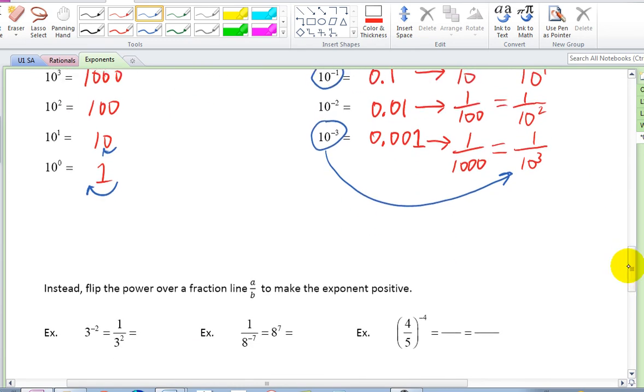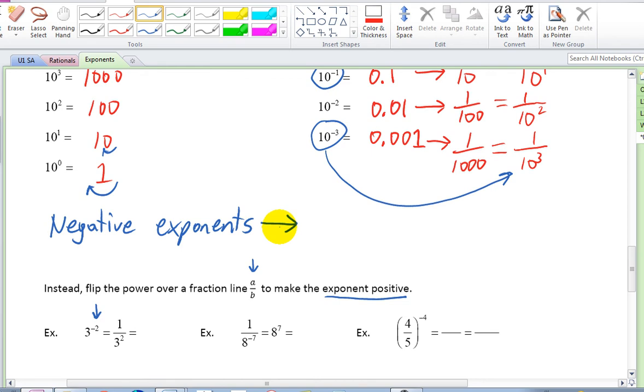So let's play around with this a little bit. To solve these questions with our negative exponents, we flip the power over the fraction line, a over b, and then the exponent's positive. So the negative exponents equal what? Negative exponents, they don't give us negative numbers, they give us fractions. Fraction, fraction, fraction. Oh, fraction.